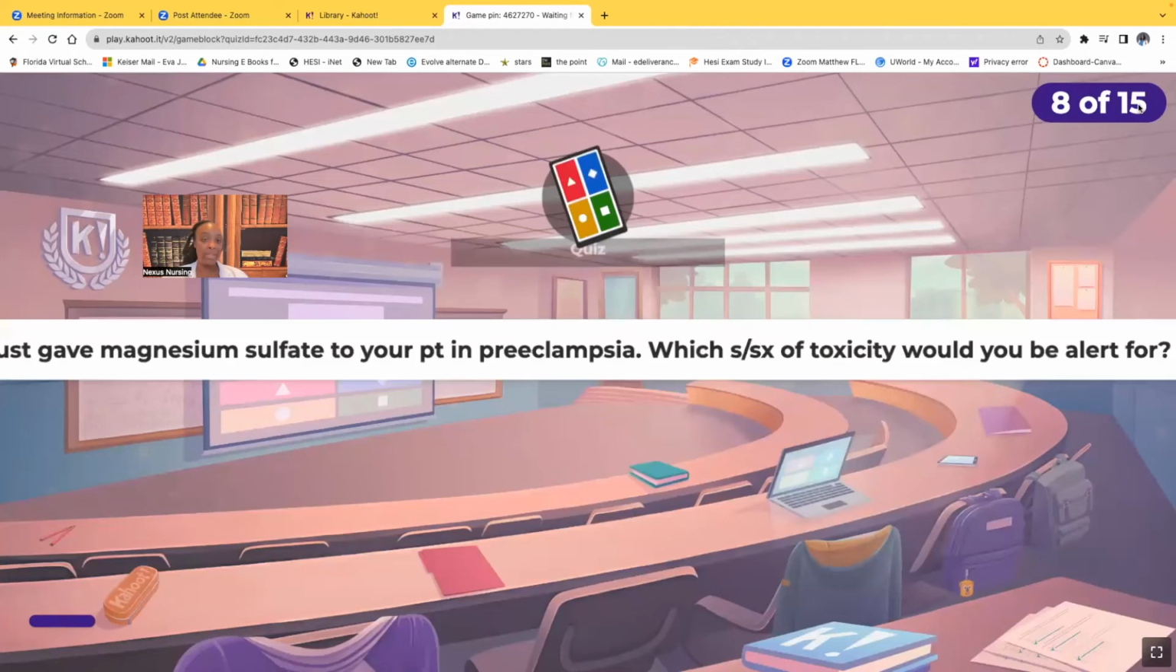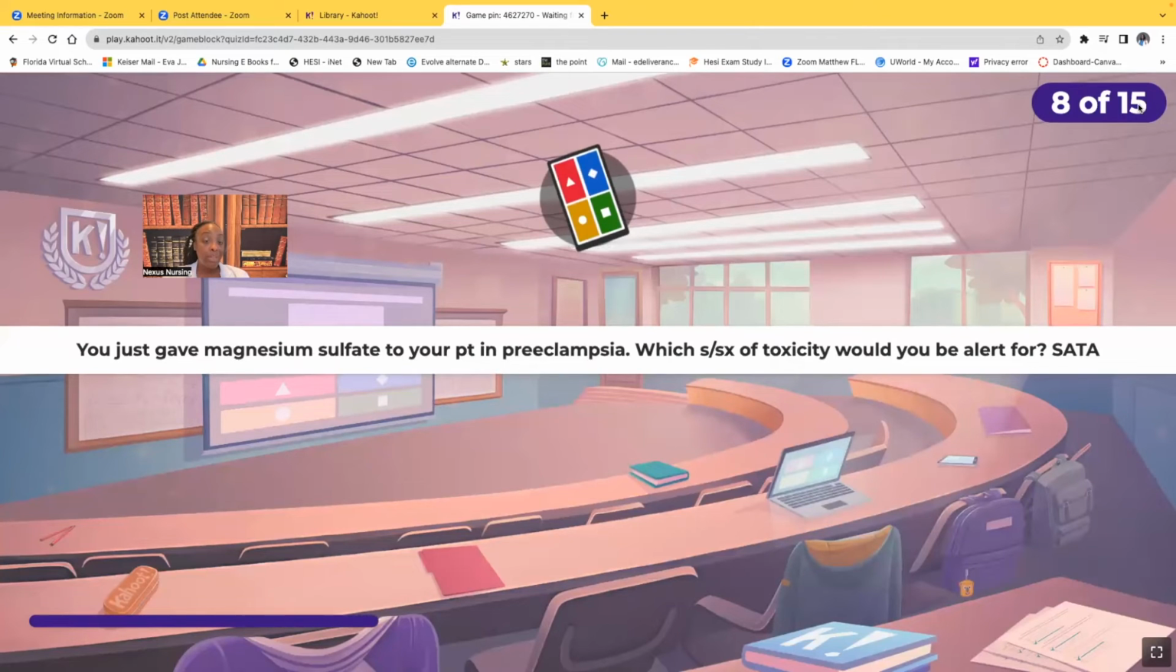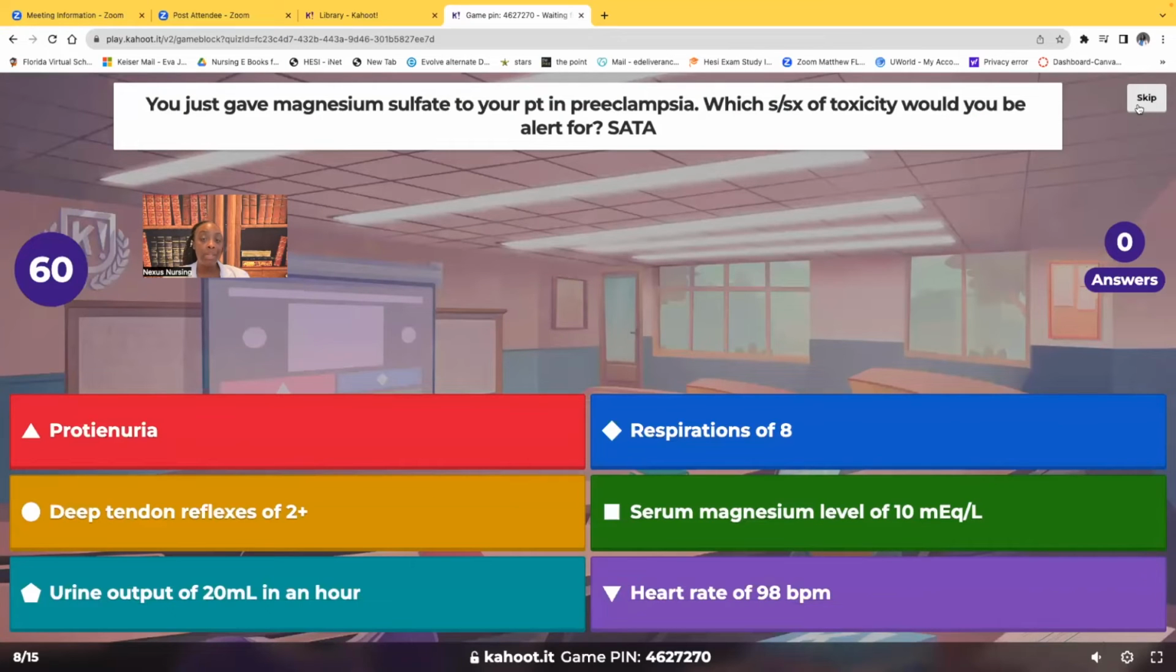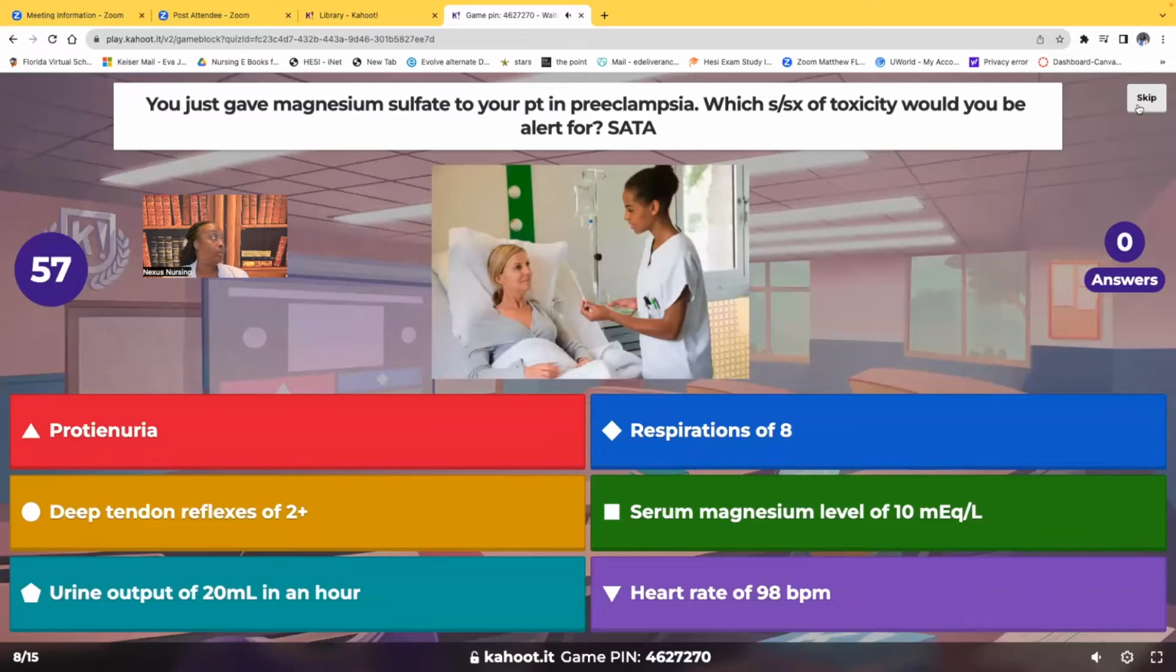This is another select all that apply. You just gave magnesium sulfate to your patient in preeclampsia. Which signs and symptoms of toxicity would you be alert for? Here are your choices: proteinuria, respirations, deep tendon reflexes 2+, serum magnesium level of 10, urine output of 20 mLs in an hour, heart rate of 98 beats per minute.